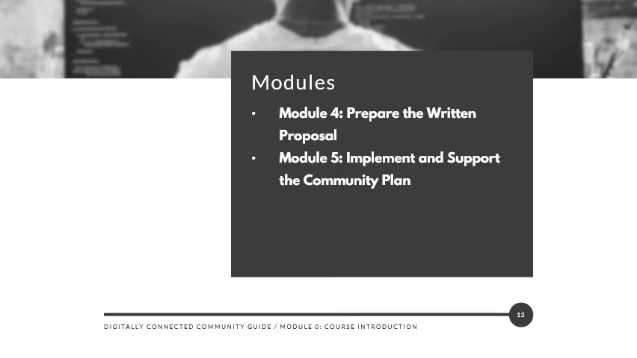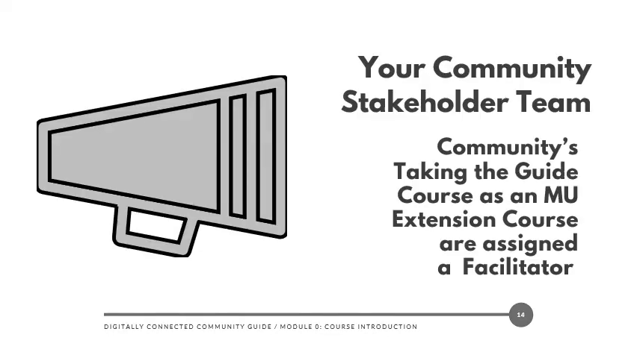In Module 5, you'll learn how to establish appropriate milestones and monitor progress, as well as how to help with the implementation of the plan. The guide has been structured as an online course, and your community stakeholder team theoretically could take the entire course, do all the action steps without any live help. However, that likely isn't the best approach.